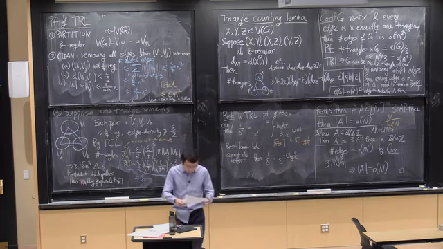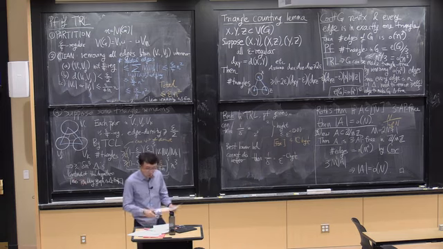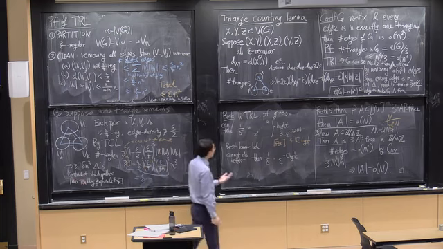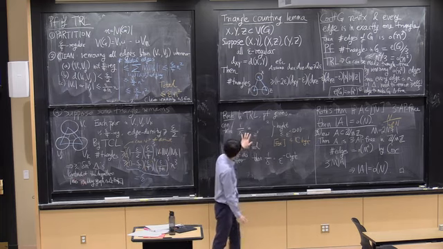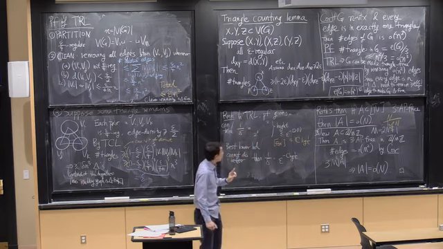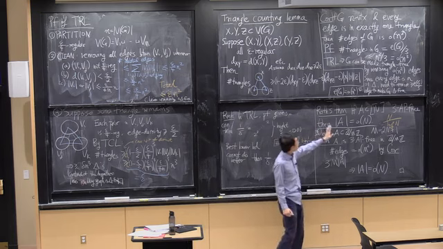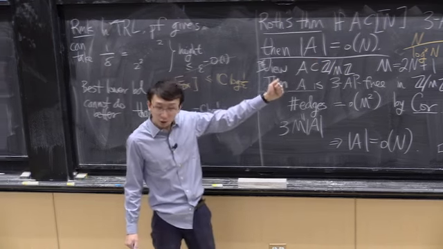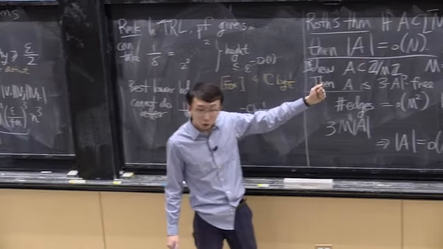Next time I will show you a construction that gives you a subset A of [n] that is fairly large. You might ask, okay, so you have this upper bound, but what should the truth be? And here's more or less the state of knowledge.